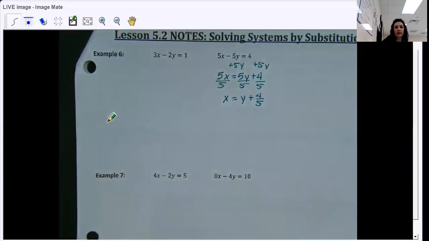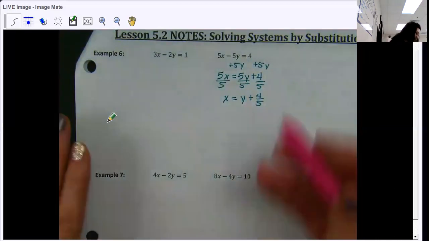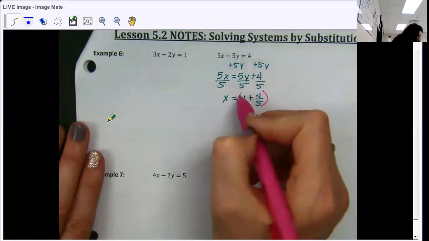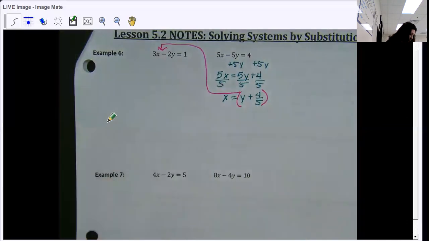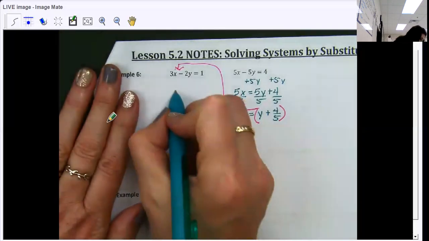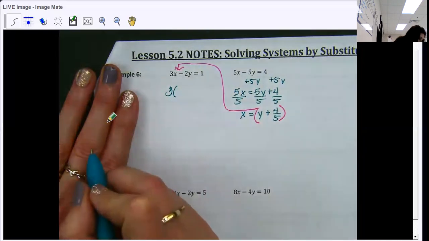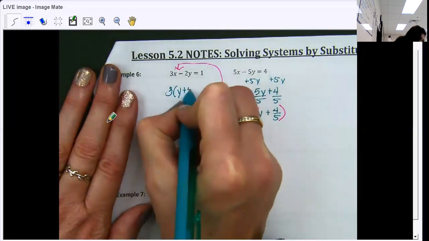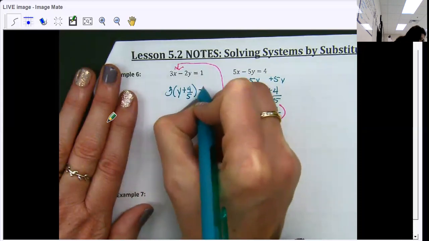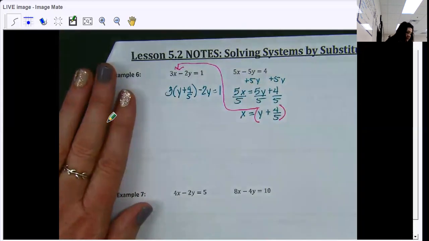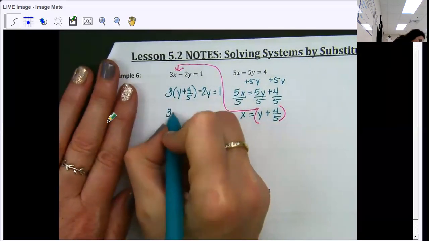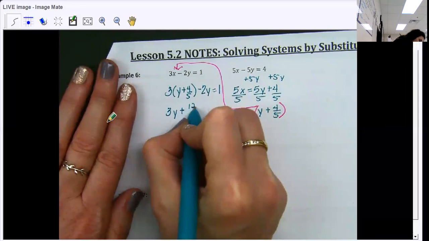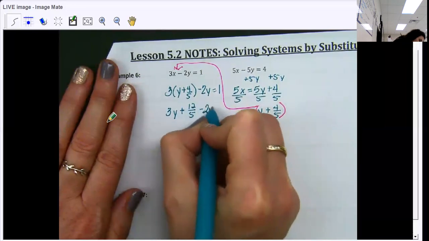Okay, so I've isolated my x and we're dealing with that fraction. So what we'll do is we'll take this and we'll substitute it over here where the x is, okay? So let's see what that's gonna look like. We're gonna take 3 times y plus 4/5 minus 2y equals 1. Now let's distribute that 3. We have 3y plus 12/5 minus 2y equals 1.